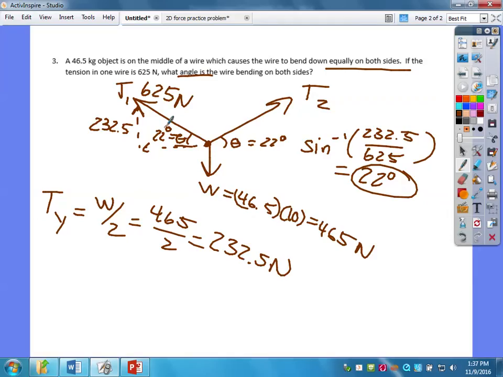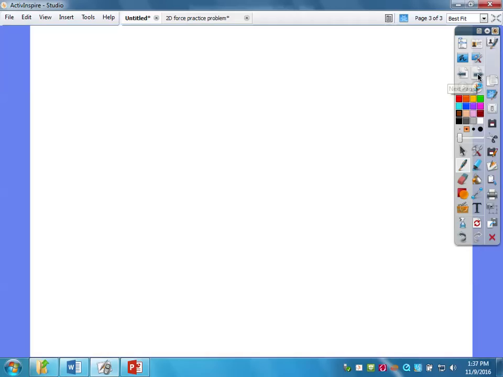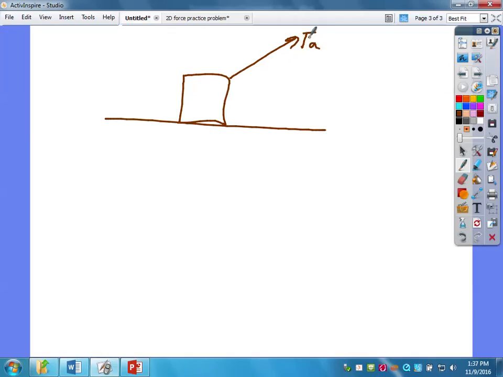What I want to go into now is another pretty quick topic. What if we have a problem where we are pulling the object across the surface? We're going to primarily look at horizontal surfaces, and we're pulling at an angle. What if I apply a force at an angle for this? What do you think we have to do with that force?